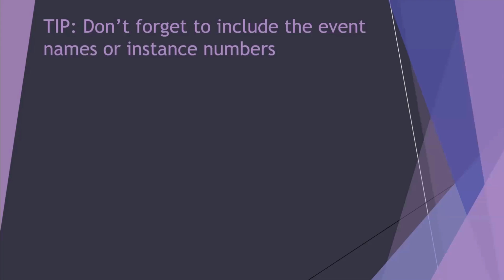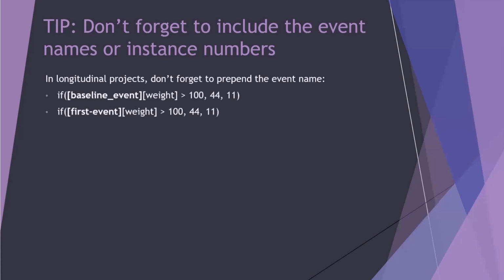All right, now we'll wind down with some random tips. Don't forget to include the event names or instance numbers in your equation. All the examples I've shown today have been in a project that is not longitudinal. In longitudinal projects, for every calculation, don't forget to prepend the event name, like the event name shown there.